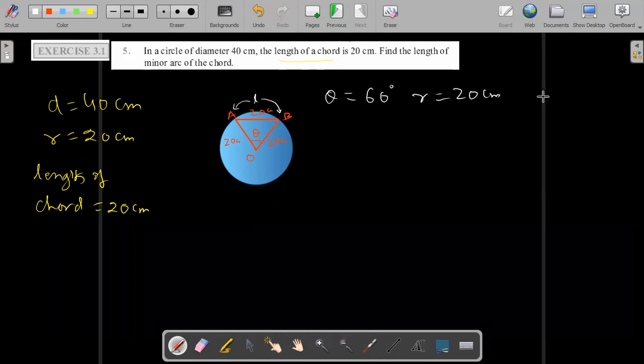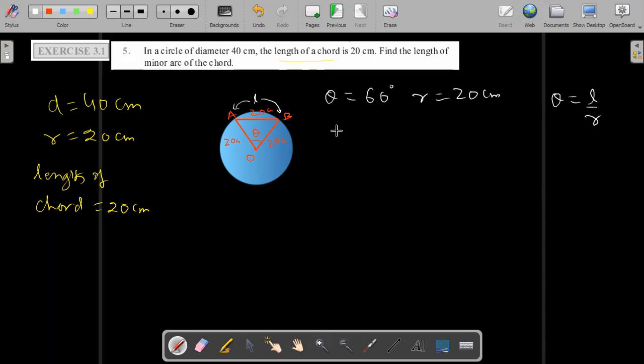As I told you, when we are using theta is equal to L upon R, we know that theta is equal to L upon R. So what we have to find is L. So L will be equal to theta into R. But theta should be in radians, must be in radians. Correct? So we have to convert into radians.